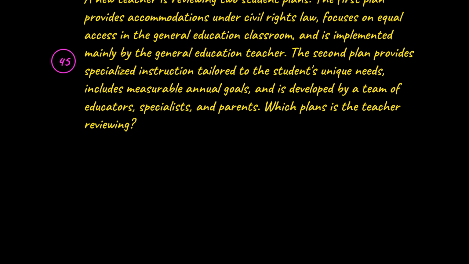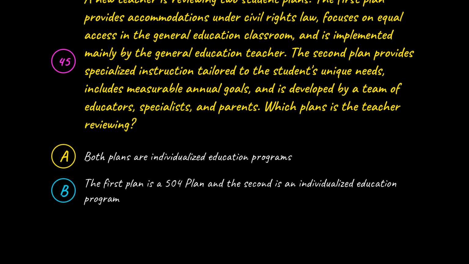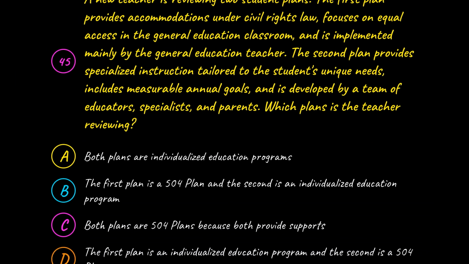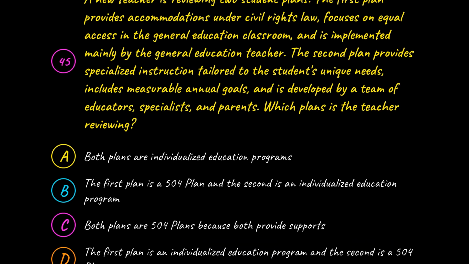Your options are: A. Both plans are individualized education programs. B. The first plan is a 504 plan and the second is an individualized education program. C. Both plans are 504 plans because both provide supports. D. The first plan is an individualized education program and the second is a 504 plan. Pick one. Trust your gut. Here's your chance to test yourself.